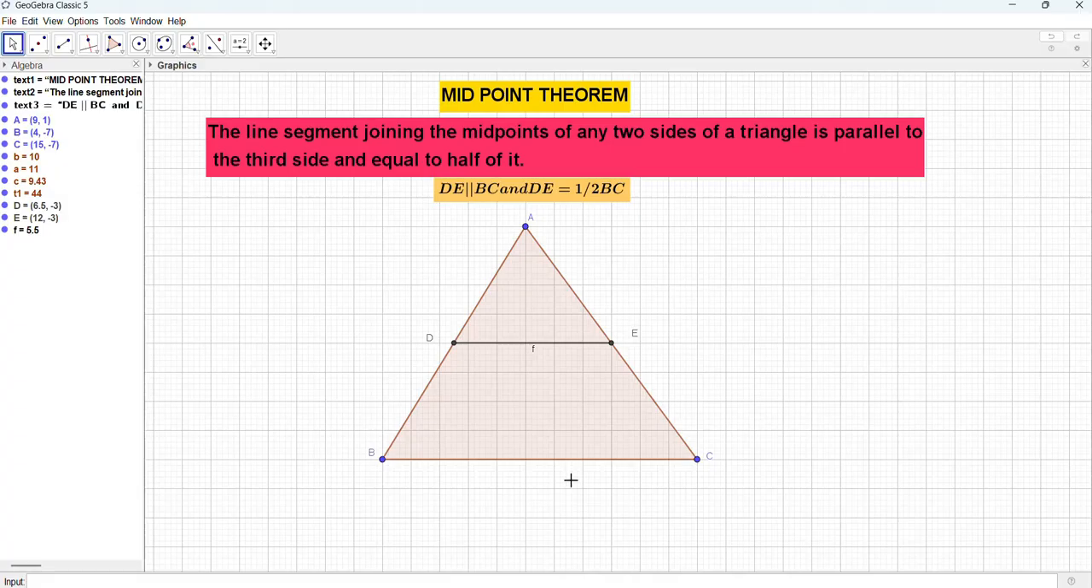Now, to show that DE is parallel, we know this already, right? There are three criteria for two lines to be parallel. If you can show that either corresponding angles are equal, or alternate interior angles are equal, or co-interior angles are supplementary, then we can say that the two lines are parallel. So here, to show DE parallel to BC, I will try to find these angles EDA and CBA. I will see the measure of these two angles. If these two angle measures are equal, it means they are corresponding angles, and then these two lines DE and BC will be parallel.